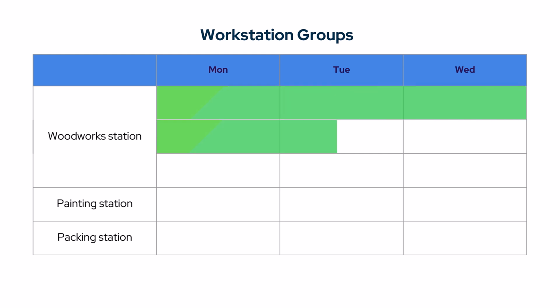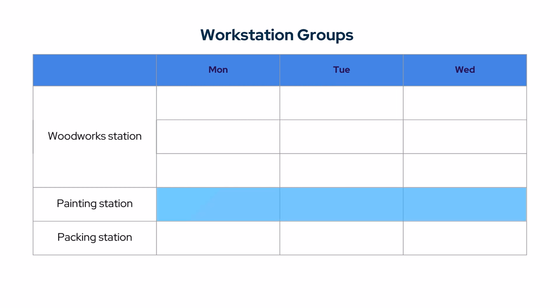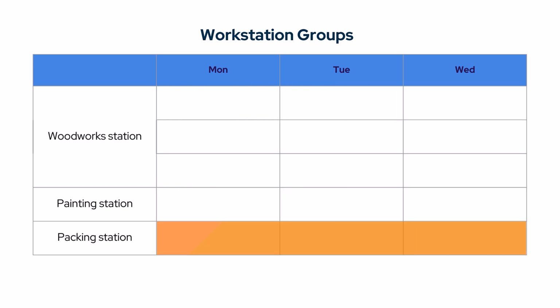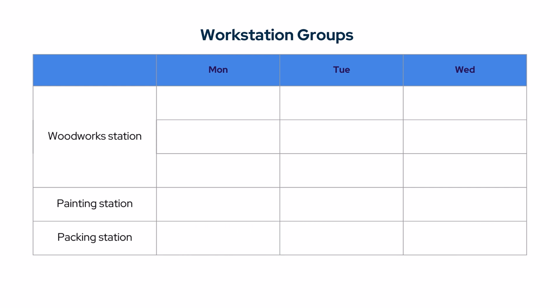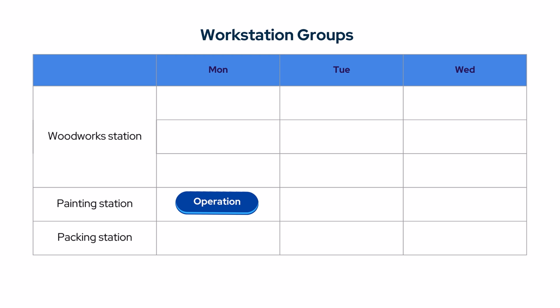In this example, there is a woodworks group with 3 woodwork stations, a paint room group with 1 painting station, and a packing group with 1 packing station. One operation can be done at one time in one workstation, which means that 3 operations can be done in parallel in the woodworks group, 1 in the paint room, and 1 in the packing station.